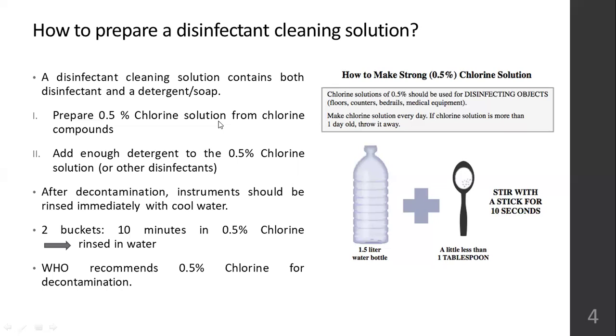So, 1.5 liters of water, a little less than a tablespoon of bleaching powder, chlorine powder. Your 0.5% chlorine solution is ready. So instruments that you have used on patients which have blood or body fluids on them, dip those instruments in this 0.5% solution. Rinse it thoroughly, and then you can add some detergent on top of it if you want additional cleaning.